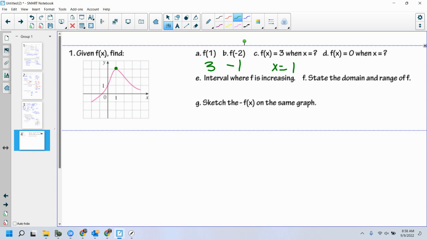If f of x equals 0, what is x? Yeah, somewhere right here, right? You know, negative 0.75. Okay, I would really accept anything from like negative 0.6 to negative 0.8, something in there.